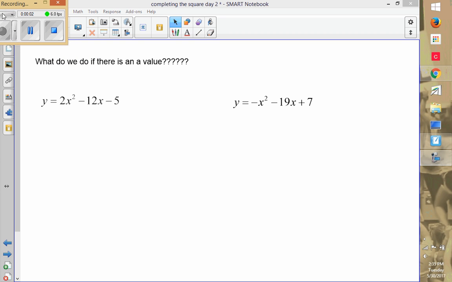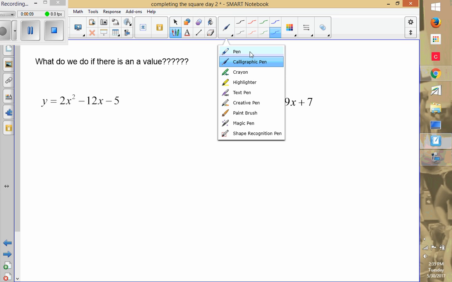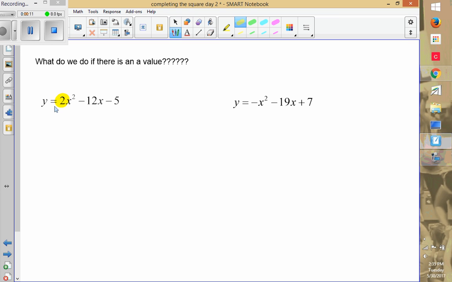Okay, completing the square part 2. What happens if there is an a value in front of our x squared term? We're going to go through 2 examples. What happens if there is an a value there instead of just having a regular old x squared?